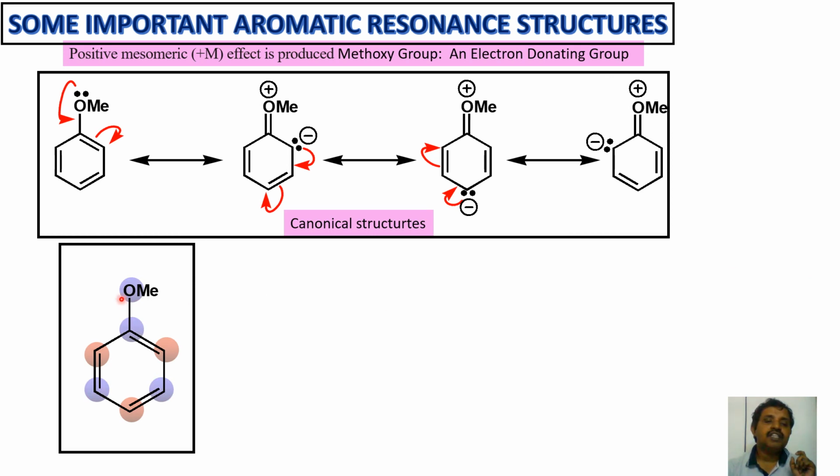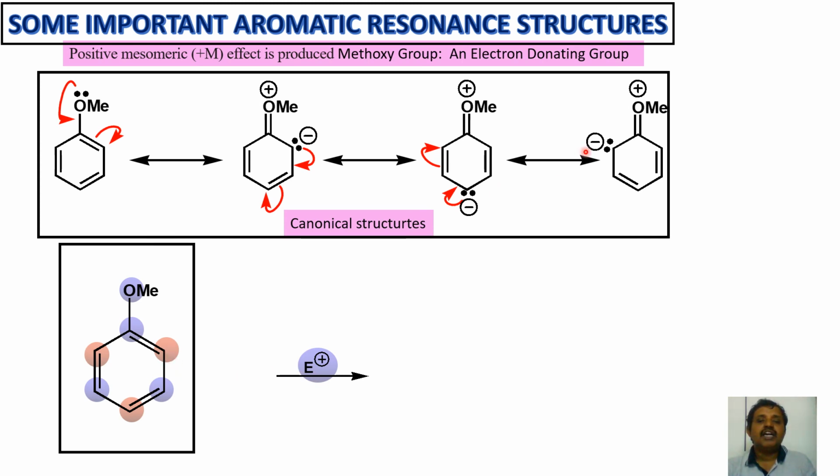Even the oxygen atom has a partial positive charge, which repels the electrophile. Electrophiles are electron-loving species, so they tend to form a bond where the electron rich carbon atom is.